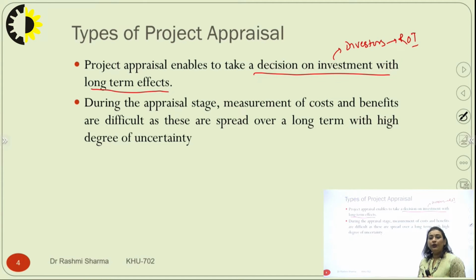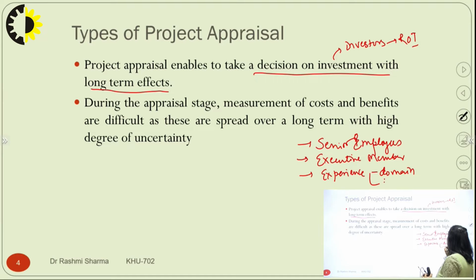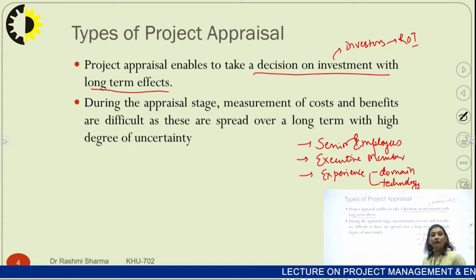That's why in this particular project appraisal, we usually keep senior people or experienced people and obviously innovative people. So here we take senior persons or senior employees of the organization, then executive members, then experienced persons in that particular domain, experienced in domain and in technology, so that we can see the feasibility in each and every aspect.